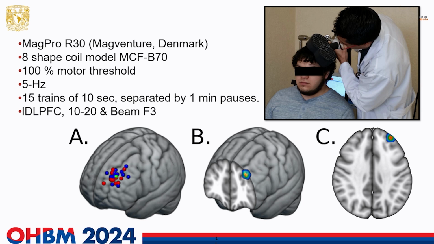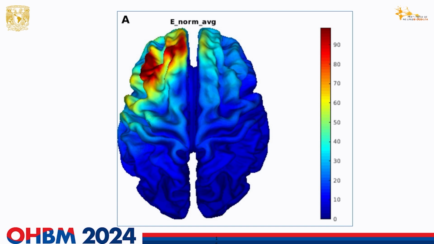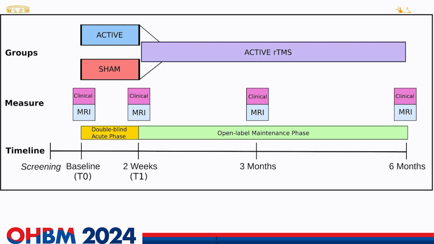And from there, you can see in figure A where we're basically stimulating in different subjects. And in B, we can see the seed of this mean stimulation. And for this seed, we used, well, this is a map of the E-norm. Where basically what we did was a first double-blind controlled study, the first 2 weeks of stimulation, and then we had an open-label maintenance. So it's 2 weeks of double-blind that we had.